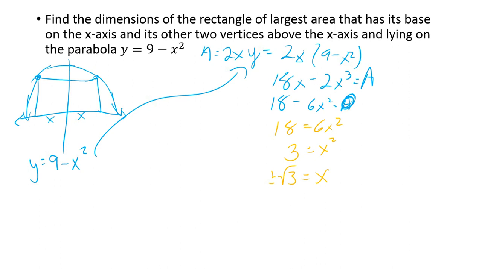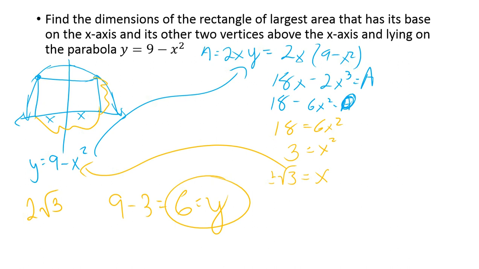So if x is the square root of 3, this entire length is how much? There's two of them, so root 3 plus root 3 is 2 root 3. Now we plug one of these root 3s into x to find how high it is. What's our y value? When we plug it in, we get 9 minus 3, which is 6. So we have a 2 root 3 unit base with a 6 unit height.